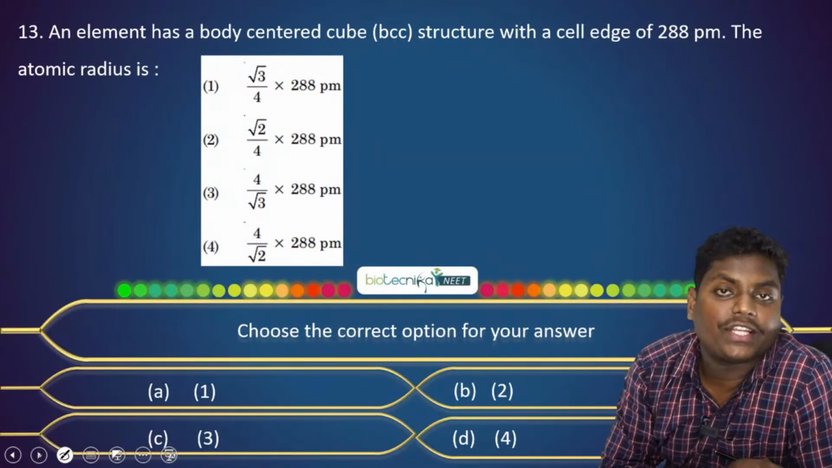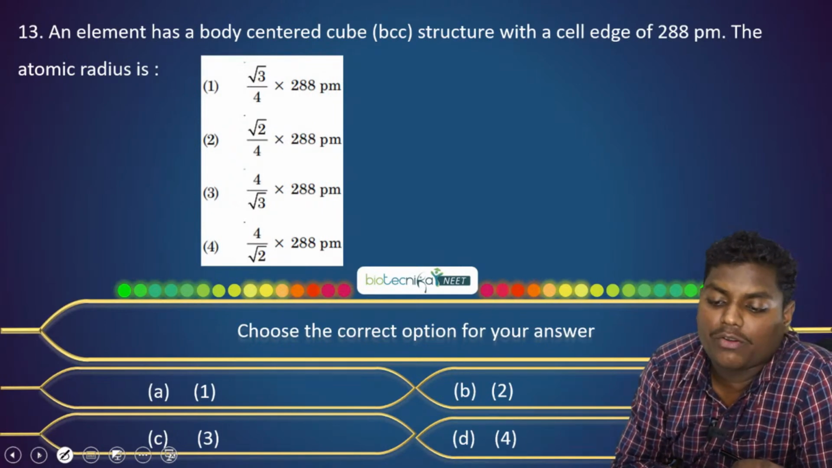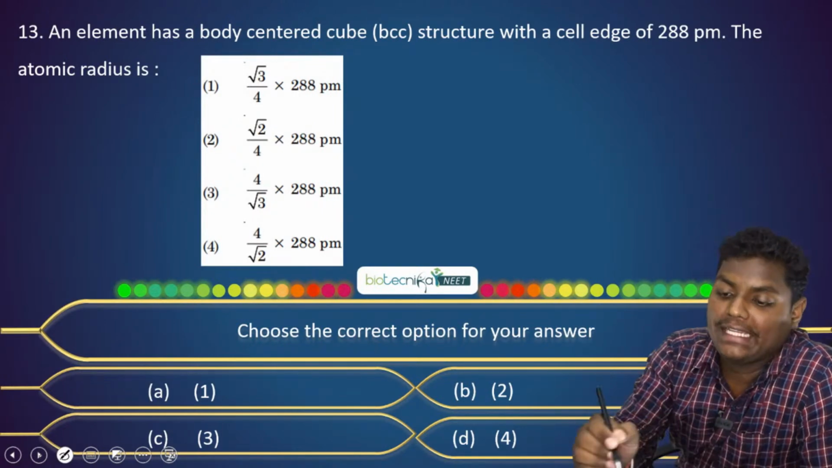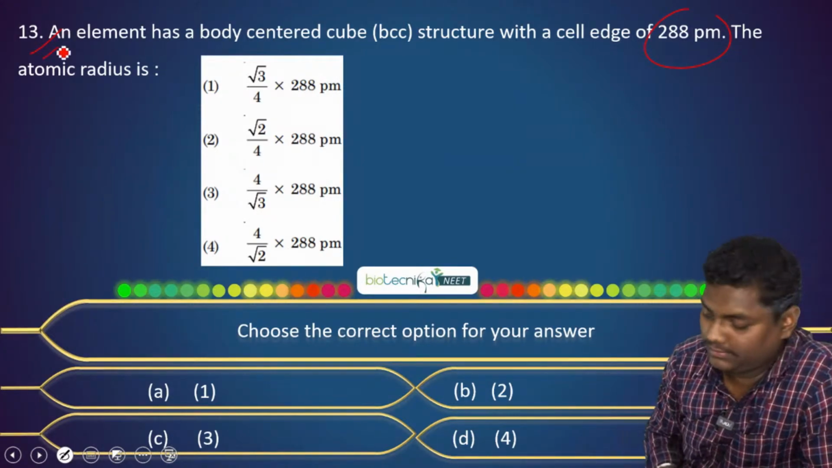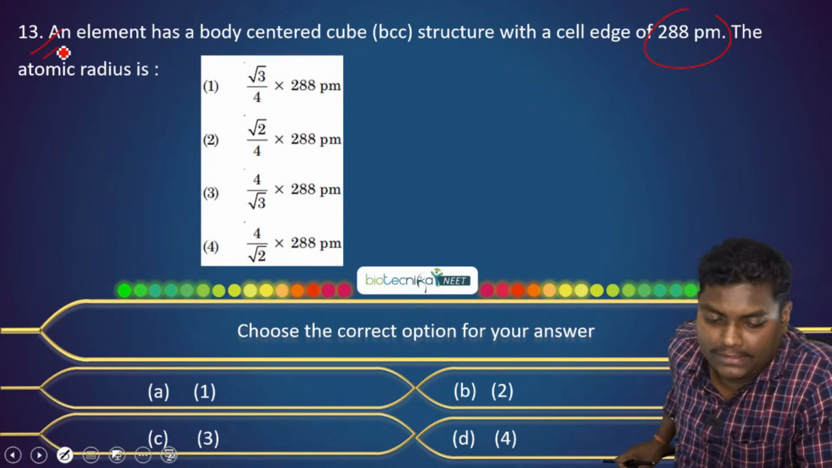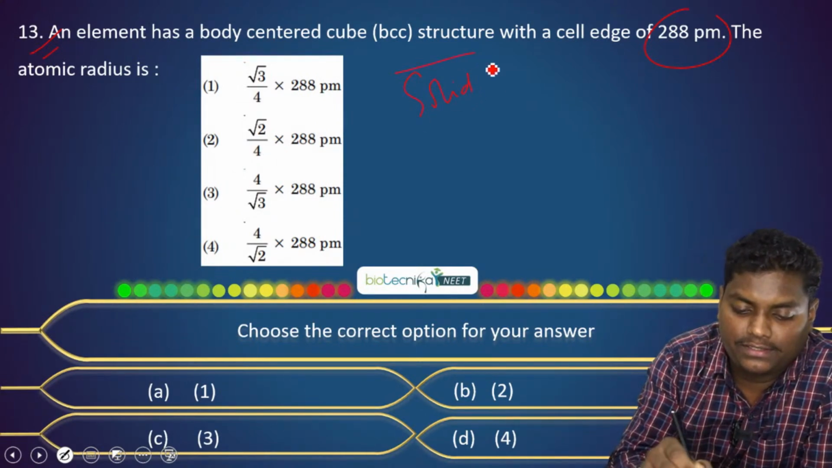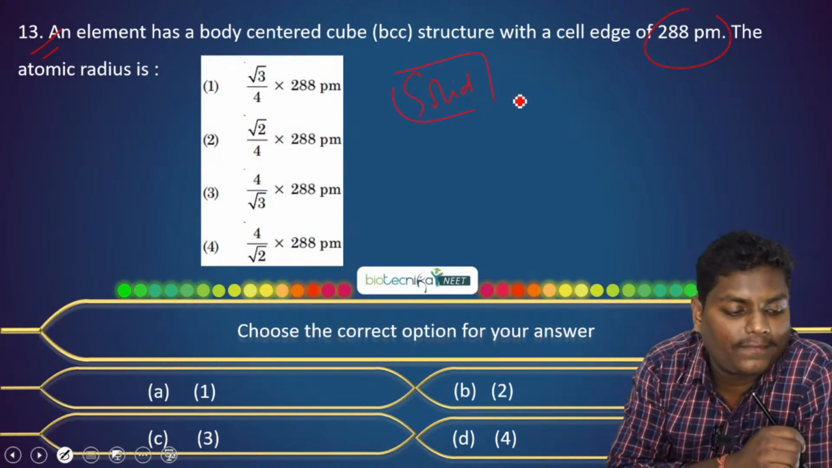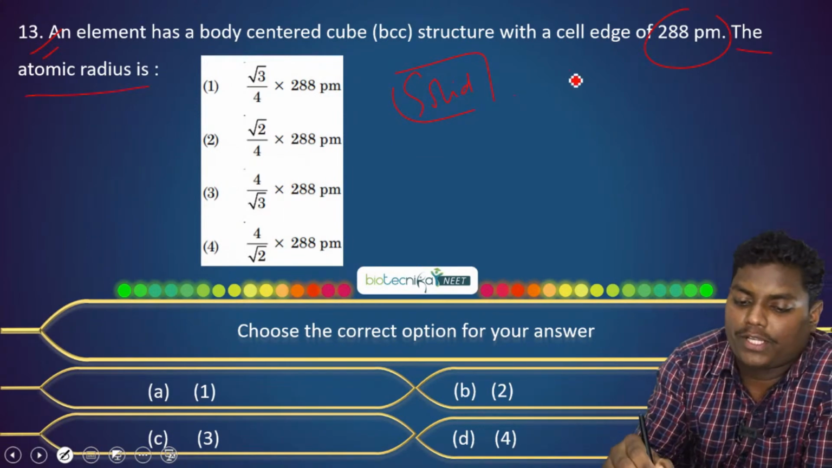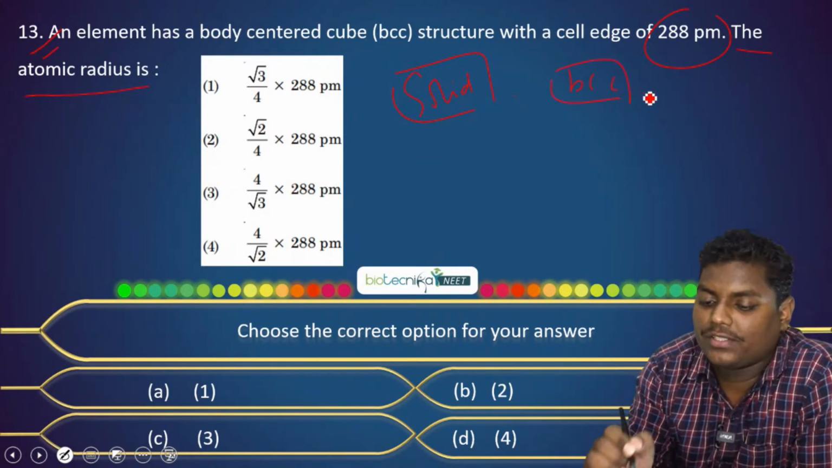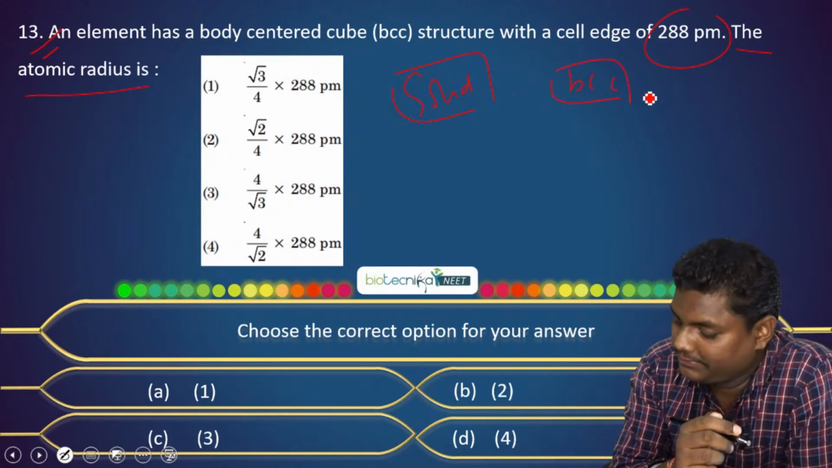Now moving to this question. An element has a body-centered cubic structure with a cell edge of 288 picometer. The atomic radius is, from the solid state, this question is there. So what is the atomic radius for a BCC type cell's edge? I'll wait for a couple of seconds.